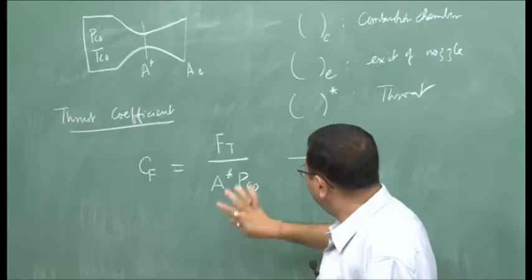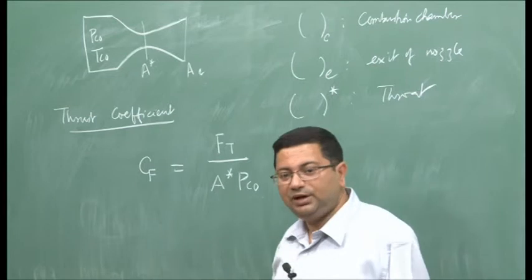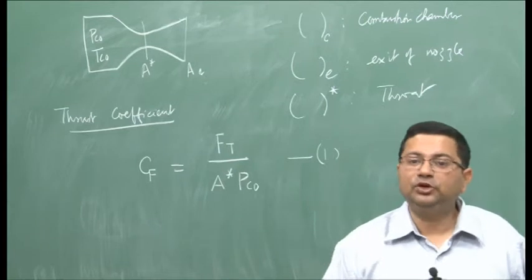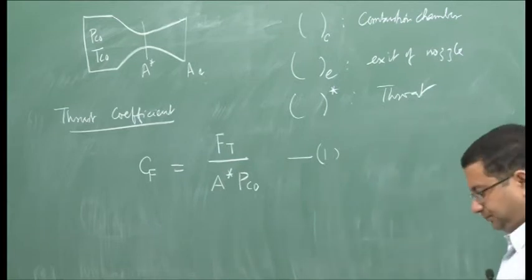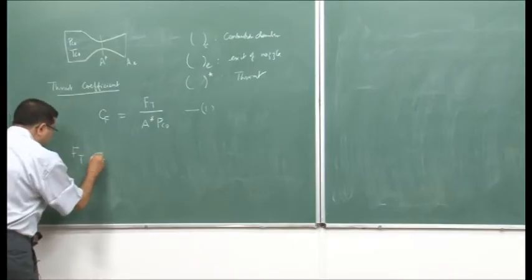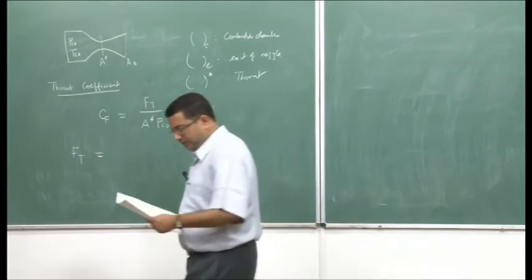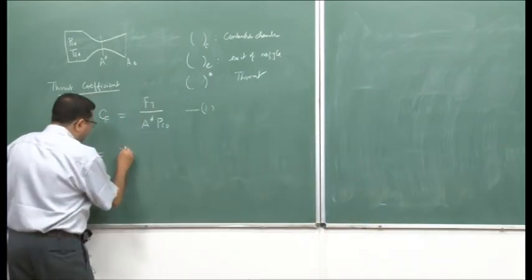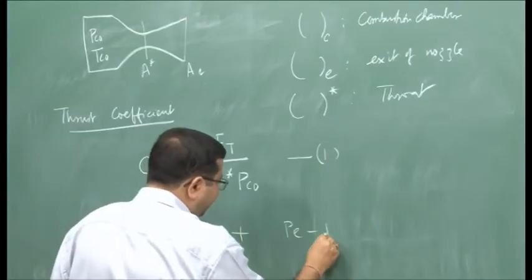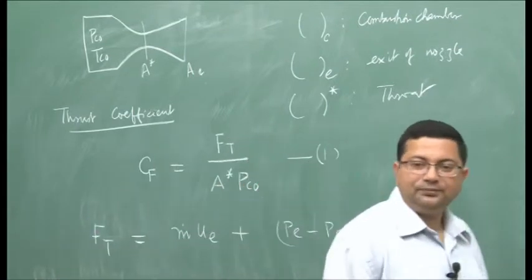Now, coming back to this equation, P c naught is the stagnation pressure in the combustion chamber, A star is the throat area, and F t is the thrust produced by this rocket. We had derived the thrust equation. What was our thrust equation? The thrust equation was m dot u e plus P e minus P a times A e. This was our thrust equation.